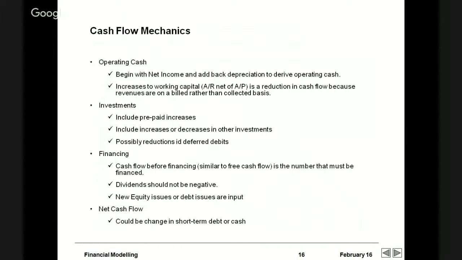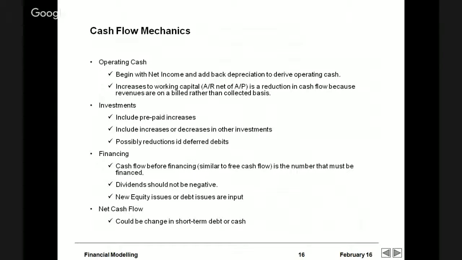First is the operating cash. I begin with the net income. I add depreciation back to it to derive the operating cash. I'm not going to get into the accounting part right now. I'm just going to go with the major subheadings. I'm going to start with my operating cash, then I'm going to get into my investments. I'm going to look into my financing part of it, and then I'm going to talk about the net cash flow.